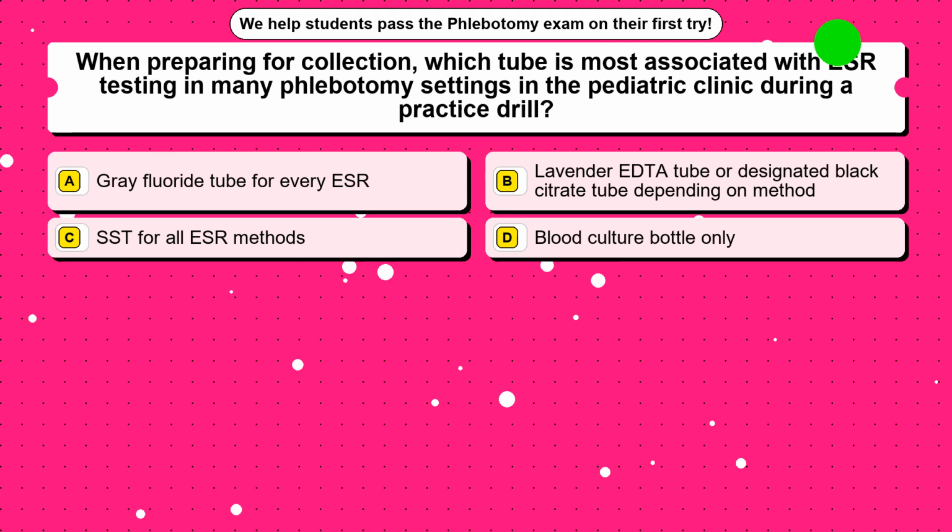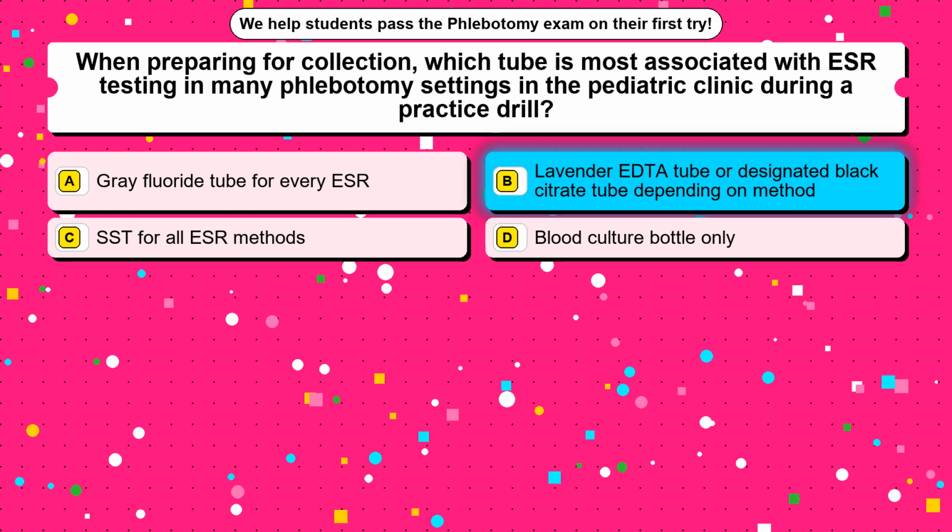Question 94. When preparing for collection, which tube is most associated with ESR testing in many phlebotomy settings in the pediatric clinic during a practice drill? Option A, gray fluoride tube for every ESR. Option B, lavender EDTA tube or designated black citrate tube depending on method. Option C, SST for all ESR methods. Option D, blood culture bottle only.